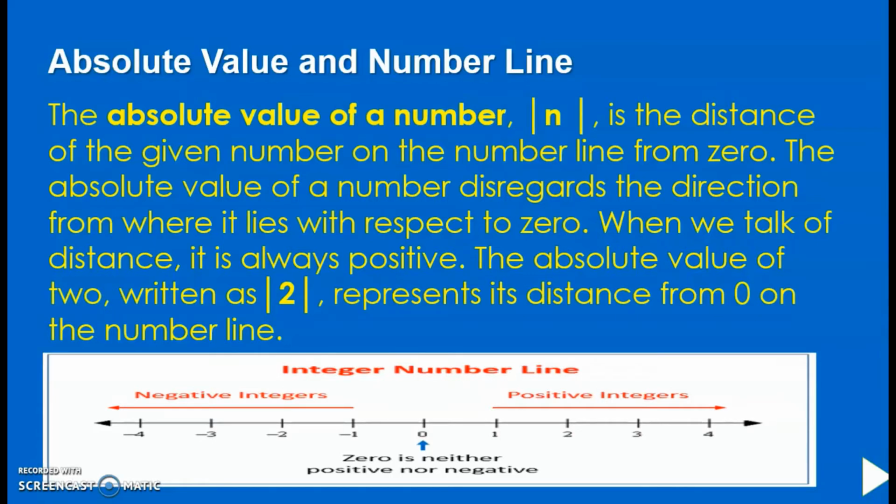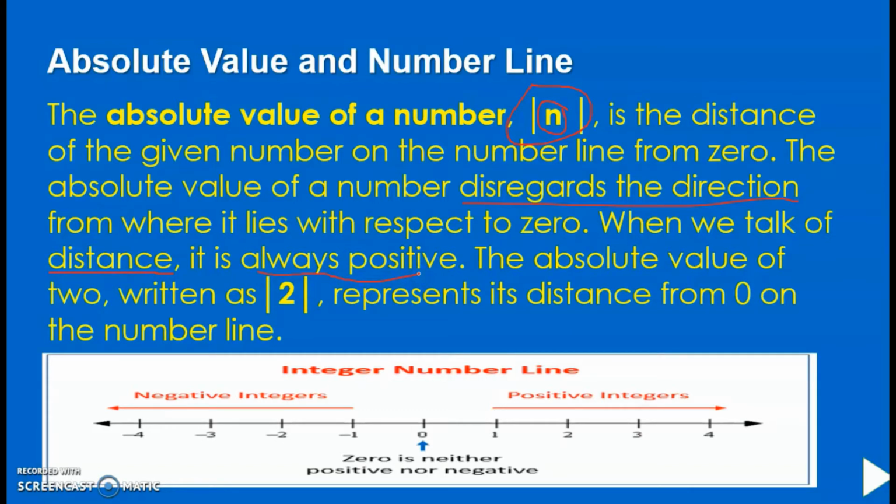It says here that the absolute value of a number, as indicated here with two vertical lines from left to right and with a small n, is the distance of the given number on the number line from 0. The absolute value of a number disregards directions from where it lies with respect to 0. When we talk of distance, it is always positive.